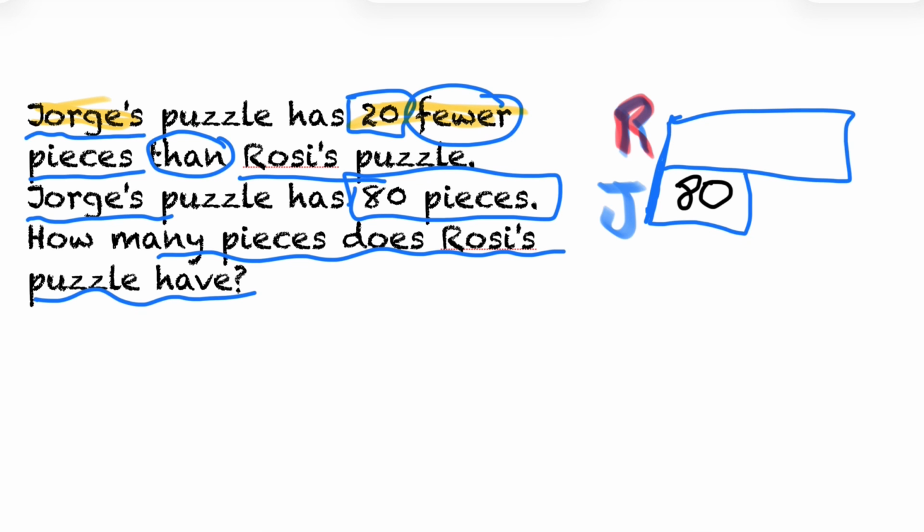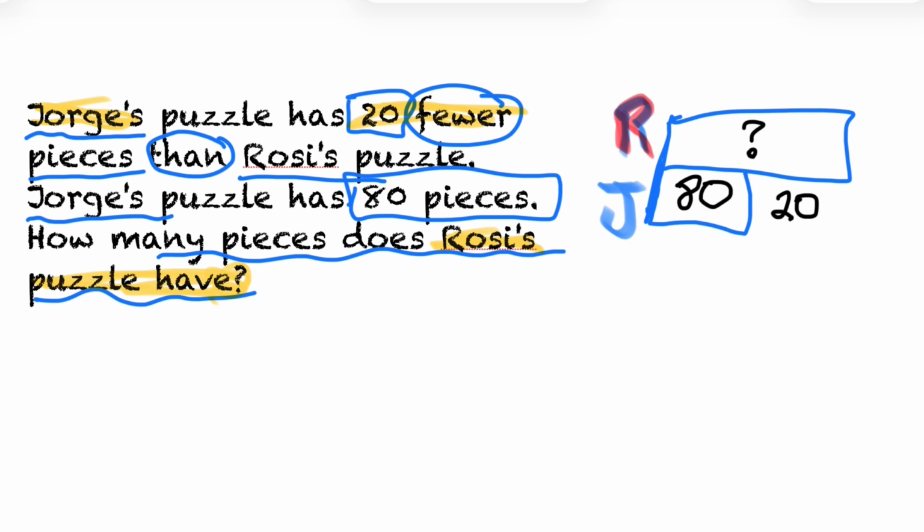But let's go back. Do we know Rosie's? No. In the text, it says, how many does Rosie's have? And a question mark. So inside of Rosie's box, I'm going to put a question mark since we don't know Rosie's. And there's only one place left for 20, which is the section that's going to show that it's 20 fewer. So since Rosie has more than George, and George has 80, we have to add on to George to get a bigger number.